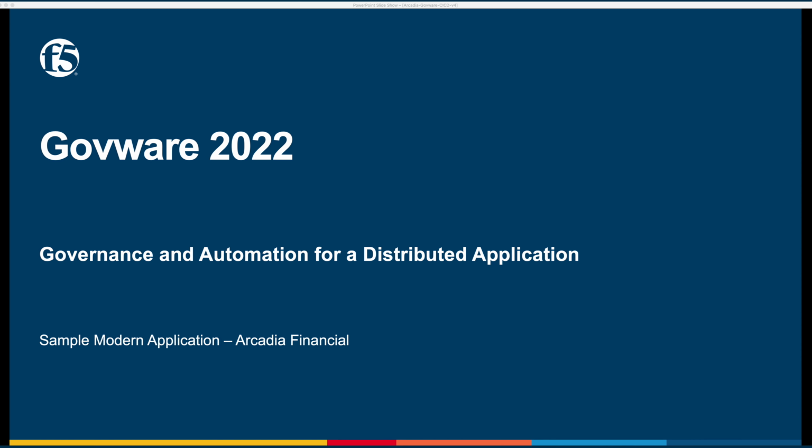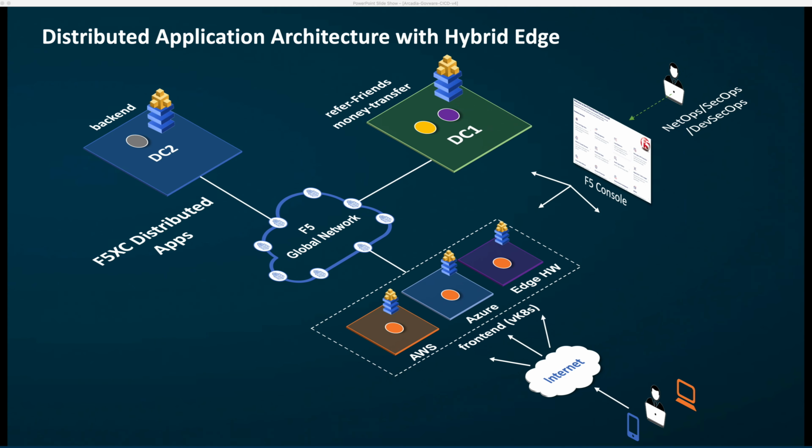These demonstrations will leverage a sample modern financial application, which consists of many microservices and will be distributed across many sites from edges to cloud and to data center. This showcase will demonstrate how you can achieve consistent security protection across your applications and APIs. To operationalize and secure these distributed applications with hybrid edge is complex and difficult. Let's see how we can do that with F5 Distributed Cloud.